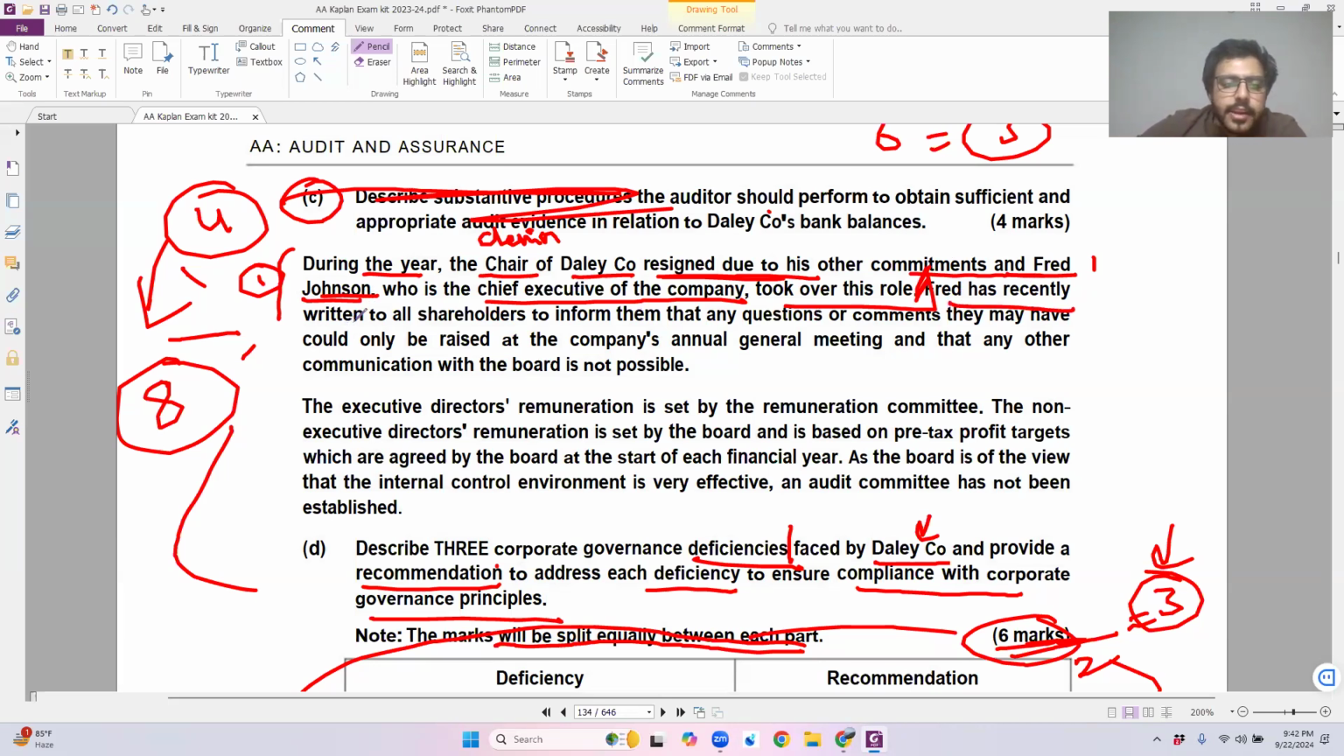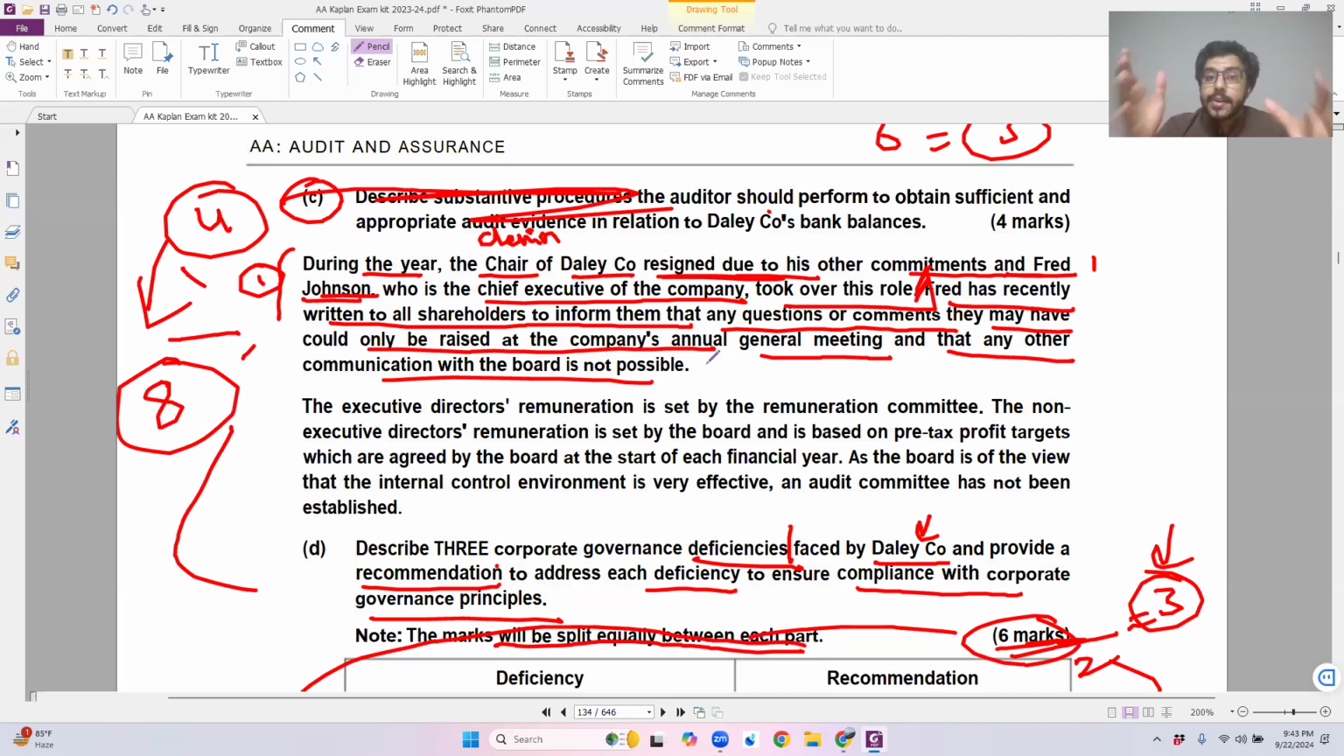Fred has recently written to all shareholders to inform them. Who is Fred? He is the CEO of the company who is also trying to be the chairman of the company. Fred has recently written to all shareholders to inform them that any questions or comments they may have could be raised at the company's annual general meeting, and that any other communication with the board is not possible. That's wrong. What are you trying to say? That the shareholders who own the company cannot communicate with the board? They can only communicate once in a year? No. I told you that the shareholders come together to vote, but they can come together anytime and sit with the non-executive director to vote. They have that power. They are the shareholders of the company.